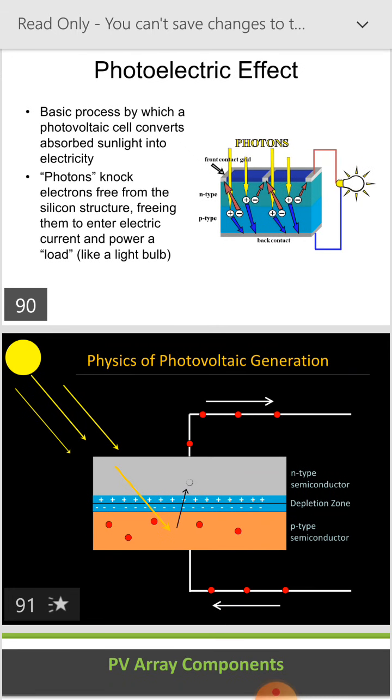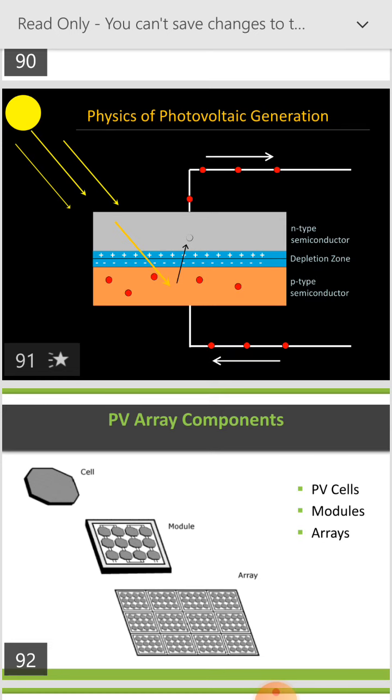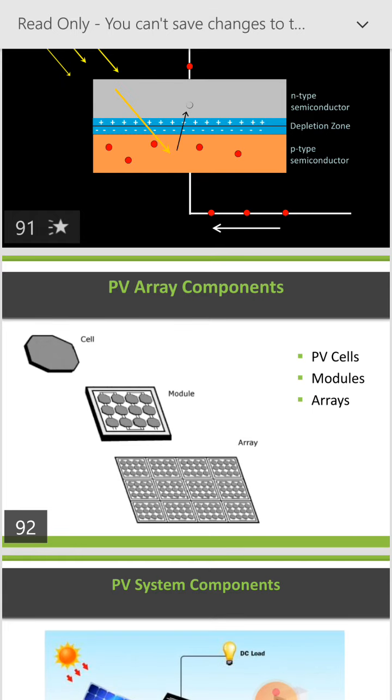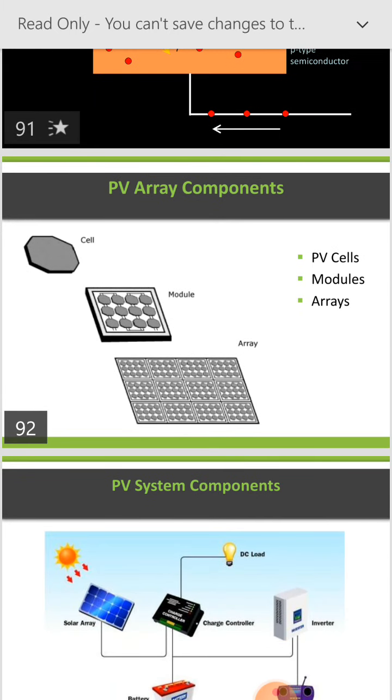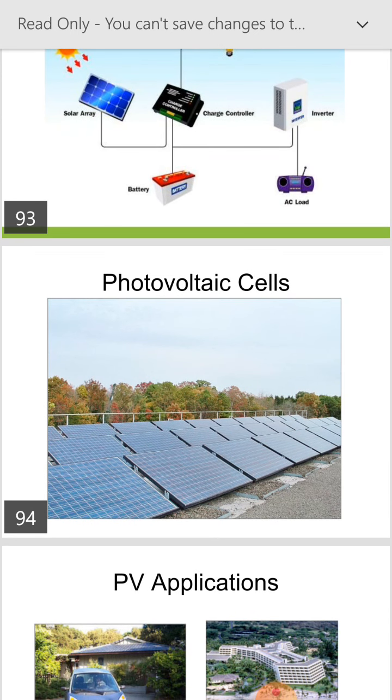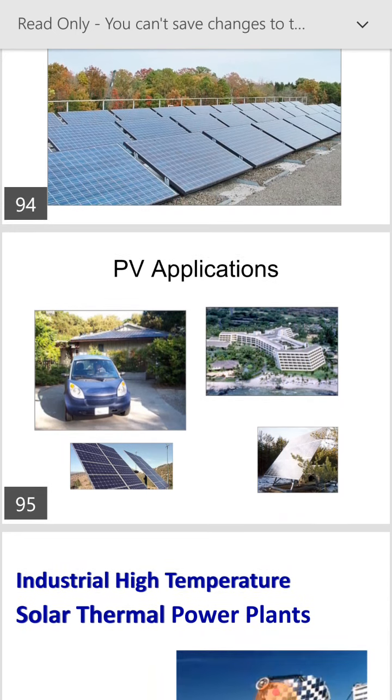Physics of photovoltaic generation. N-type semiconductor, depletion zone, P-type semiconductor. PV array, cell, module, array. PV system components: solar array, battery, charge controller, DC load, inverter, AC load. Photovoltaic cell. Here we can show the figure of a photovoltaic cell, PV applications.